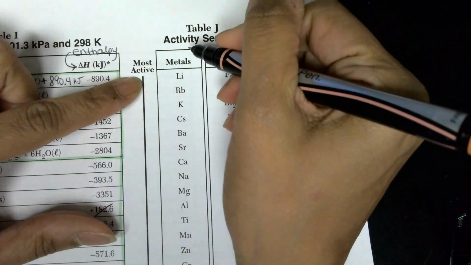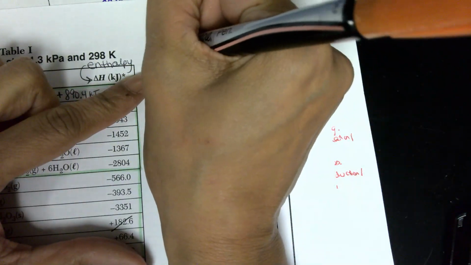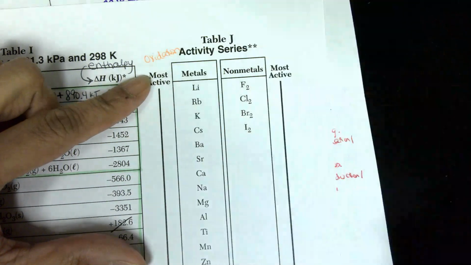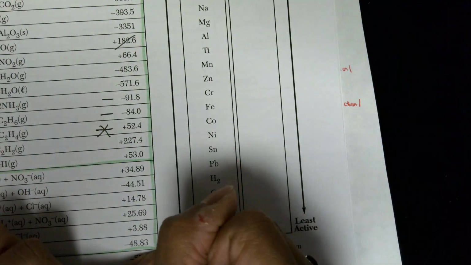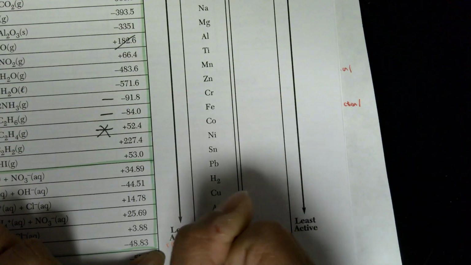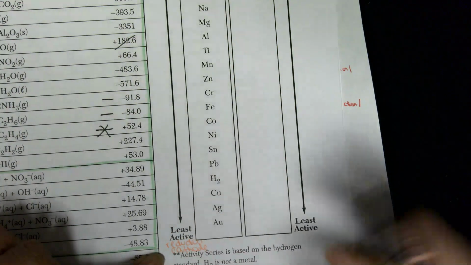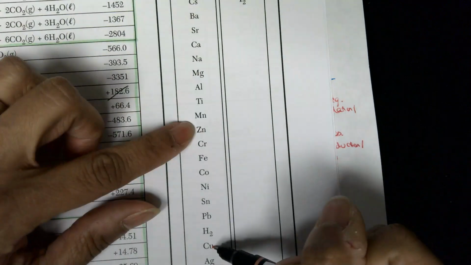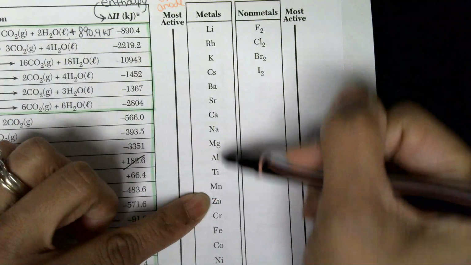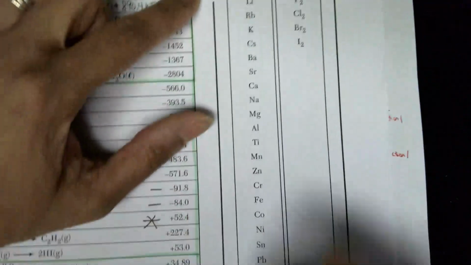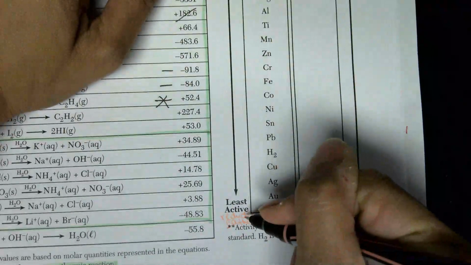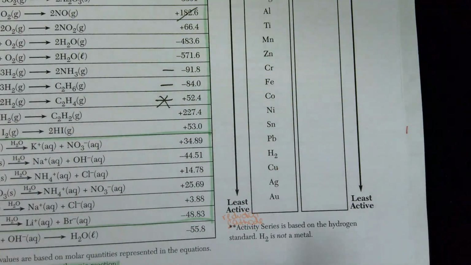The elements towards the top on Table J are going to undergo oxidation. Oxidation, the anode, is the site of oxidation, whereas towards the bottom, this is undergoing reduction, and this is at the cathode. So if we're comparing copper and zinc, copper is here, zinc is here. Copper is going to undergo reduction, zinc is going to undergo oxidation. Some things to help you remember this: A comes before C, so the anode comes before the cathode.